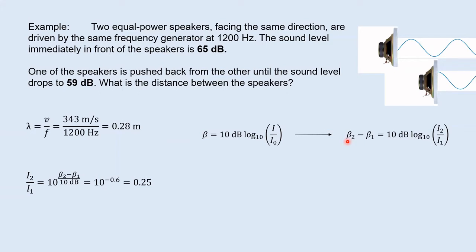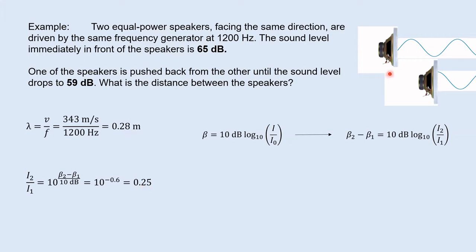That means 10 to the power of the left side, 10 to the power of the right side. Well, the change in the decibel level: we went from 65 down to 59. So that's a change in decibel level of negative 6. But then don't forget to divide by 10. So the power here is really negative 0.6. Punch that into your calculator, and I find that the ratio of the intensities is 1/4.